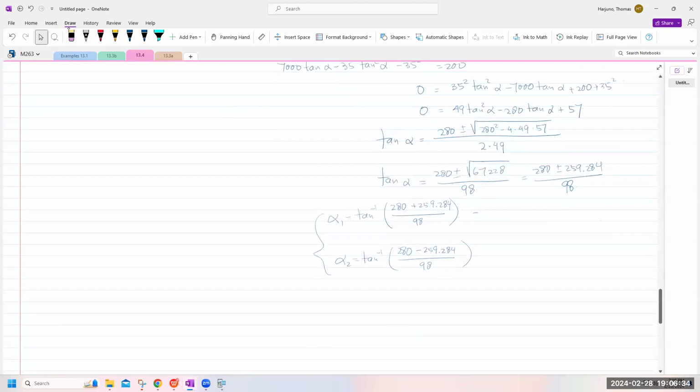Okay, anyway, so we will get these two angles here. Of course, please make sure that this number here is less than 280, because if it is more than 280, then the angle will be negative, which is kind of strange. In that case, you will have only one value.